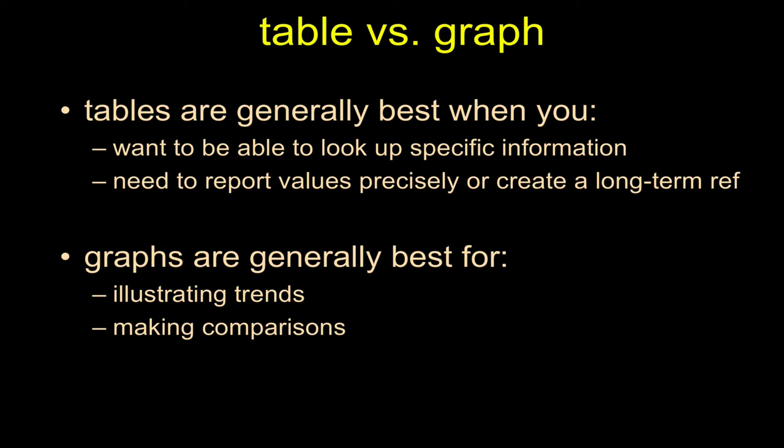Tables are generally best when you want to go look up something. And if you need to report a precise value. So if we had MS4 permit violations because of this value, a table is really helpful, right? Graphs are better to show the trends. Graphs are better when we want to compare the first to the second, the third to the fourth, that kind of stuff.